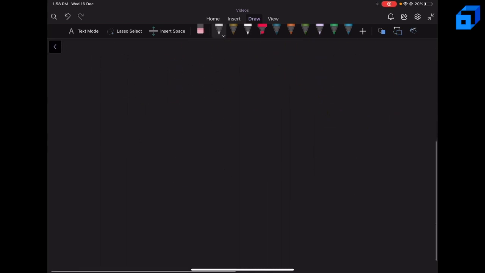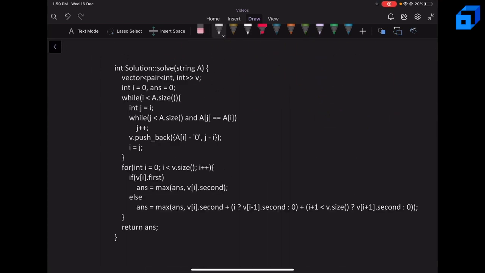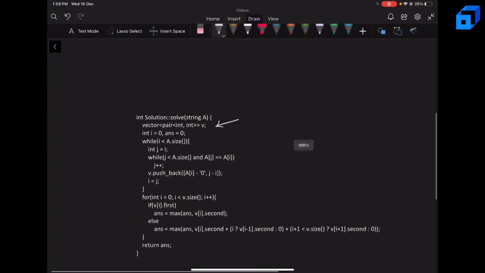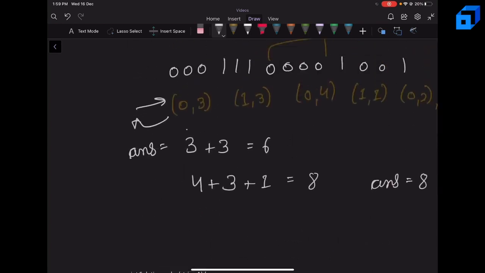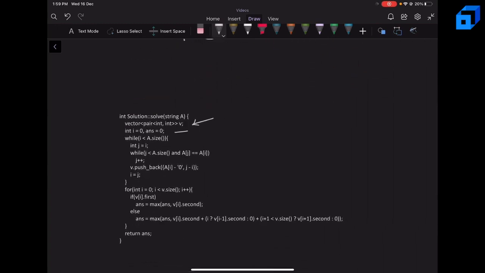So let's look at the code and implementation to make it more clear. We actually store a pair of integers, just like we stored here. The first number will be whether it is a 0 or 1, and the second will store the running length frequency. The way we store it is by using 2 pointers.